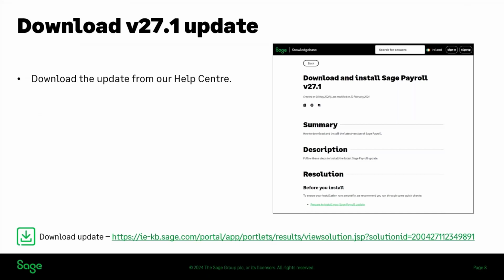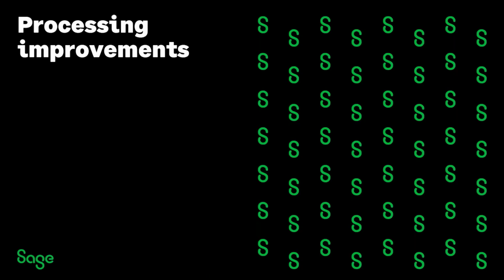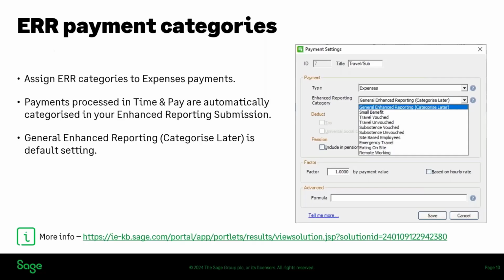So let's get on and take a look at some of these improvements in a bit more detail. And we're going to start with some processing improvements. And we're going to look at two things. We're going to look at payment categories and also rate-based payments. So starting with the categories, previously you would set up an expenses payment type, and then you would do all of your categorization when you came to submit the expense.